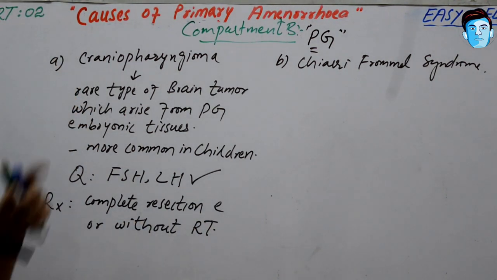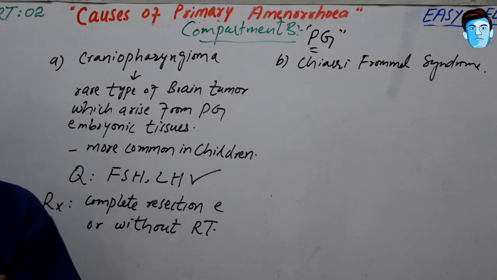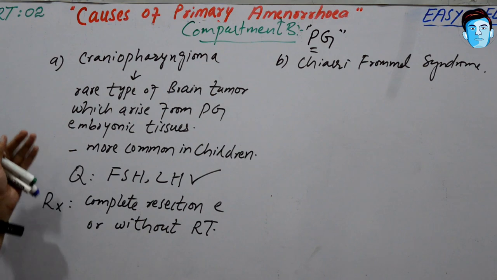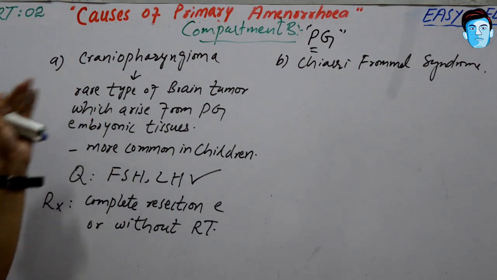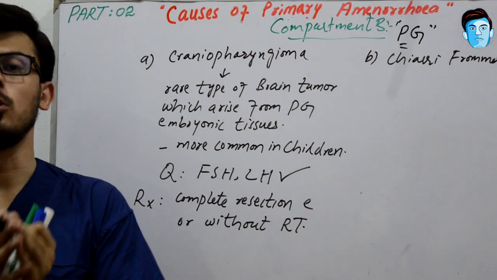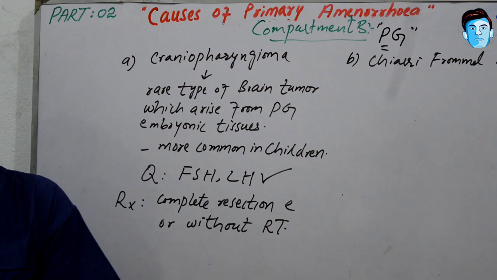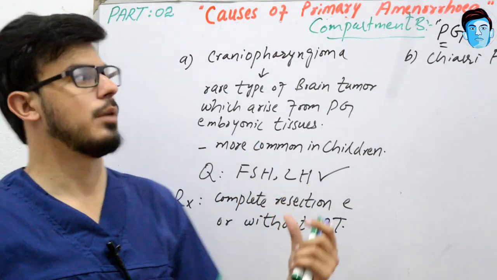So craniopharyngioma is a rare type of brain tumor which is derived from the pituitary gland embryonic tissues. It is more common in children. And the hormones that are affected in craniopharyngioma are follicle-stimulating hormone plus luteinizing hormone. How would you treat a patient with craniopharyngioma? By complete resection with or without radiation therapy.